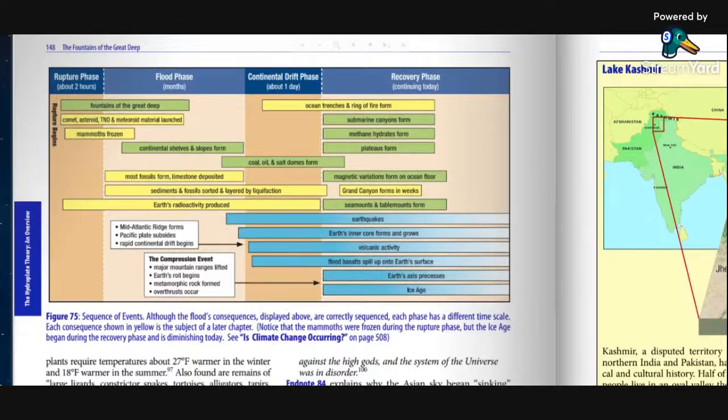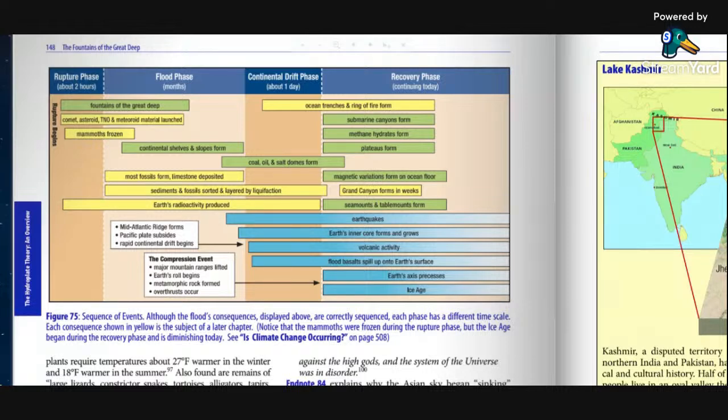So those are the four phases of the hydroplate theory. Again, that's the rupture phase, which is about 2 hours. The flood phase, which is months. According to the Bible, it would be 150 days, about 5 months. Continental drift phase would be about 1 day, and the compression event would be about 1 hour. And then the recovery phase, and that's still continuing to this day.